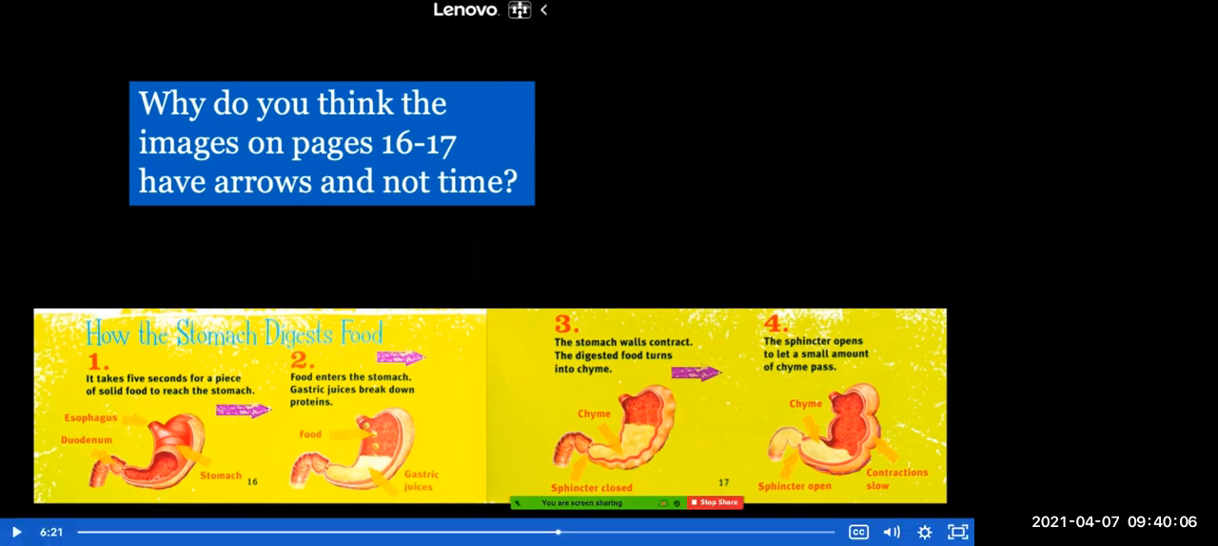Okay, so I want you to take just a few minutes and think about this. Why are there arrows instead of times on this illustration?